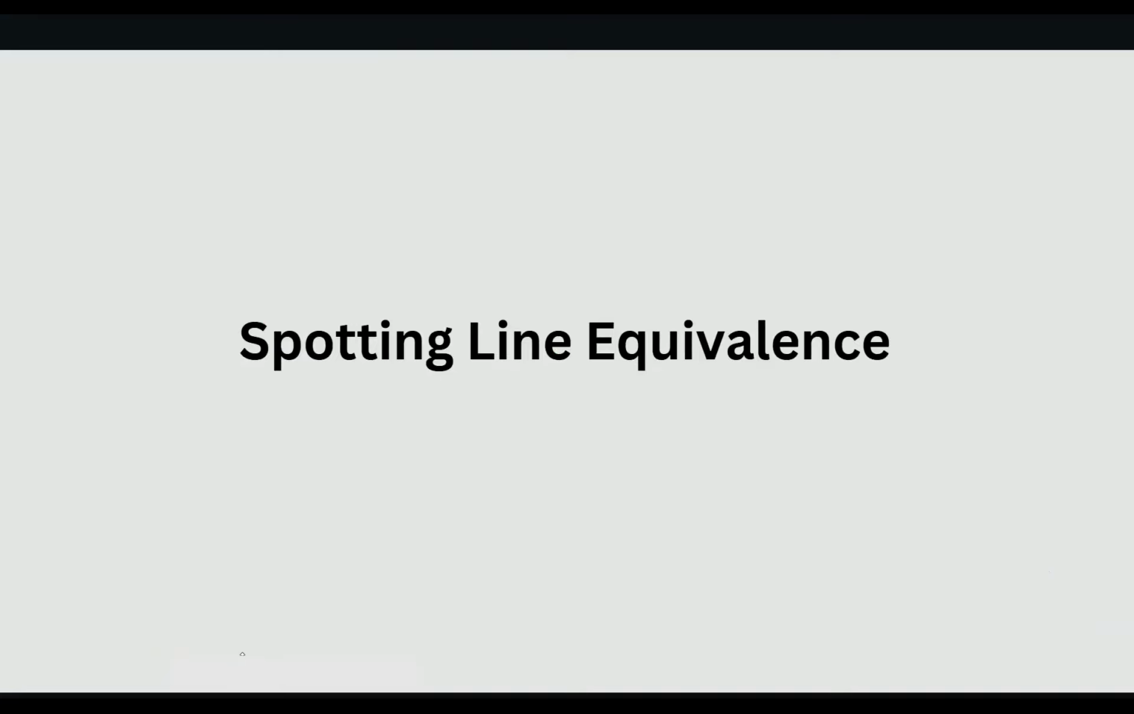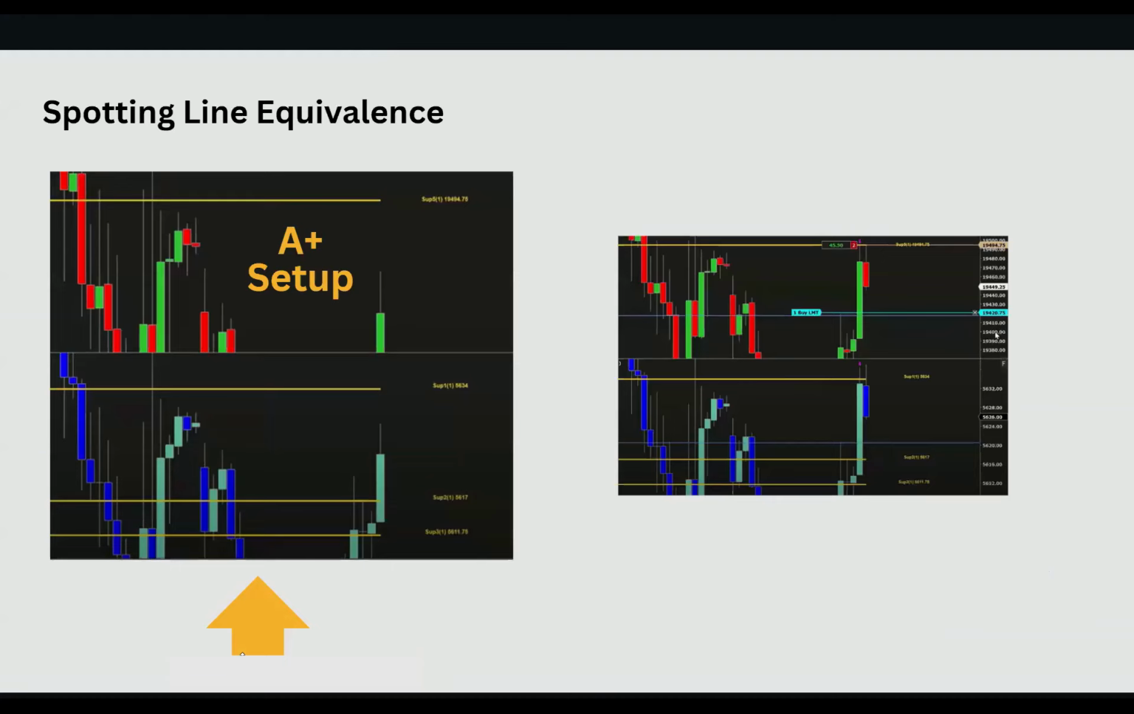A key concept in the CTP methodology is line equivalence. At this point, I identify an A+ setup. Why? Because both NQ and ES are reaching their trigger point, because both already made a big move to the upside, indicating that their momentum is weakening. Both are reaching their resistance trigger point, so I enter the short trade more confidently.